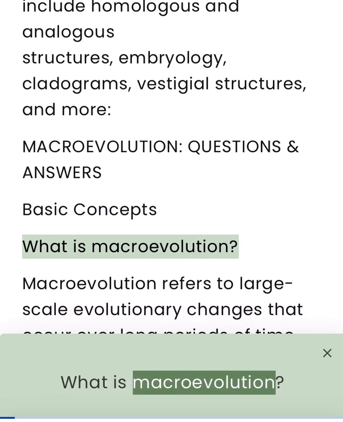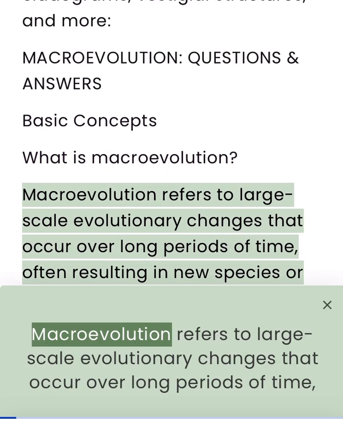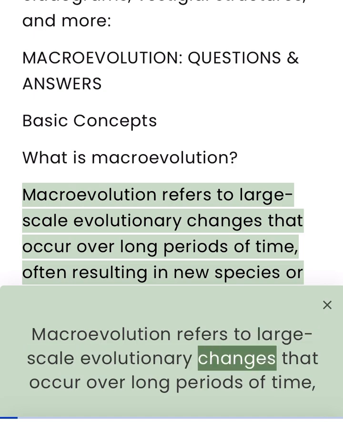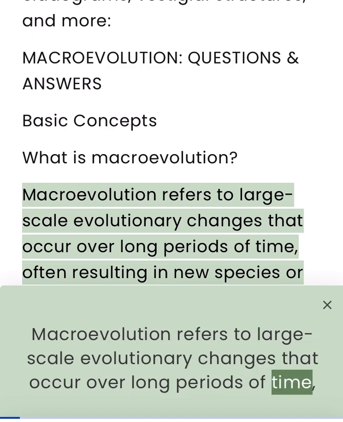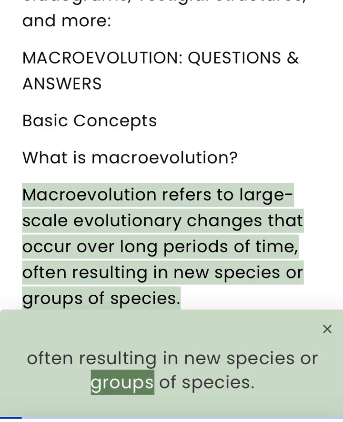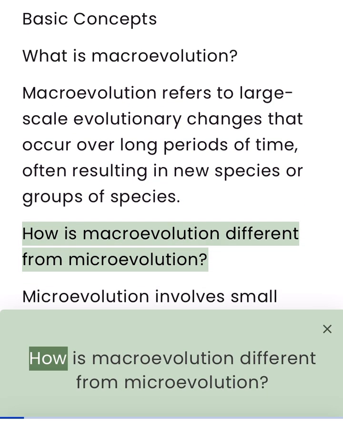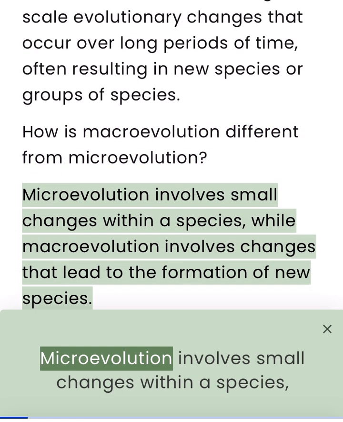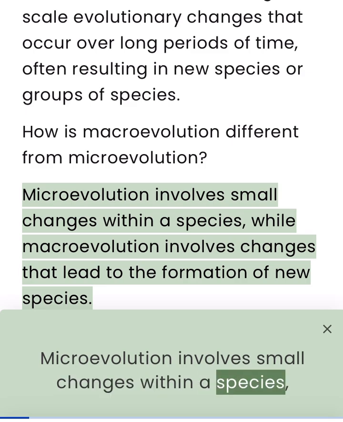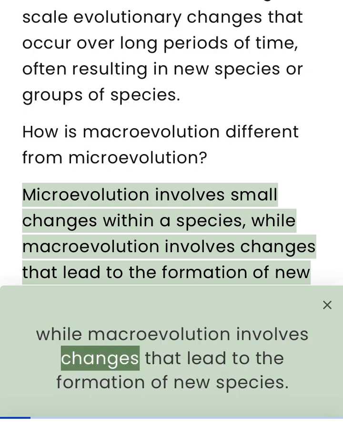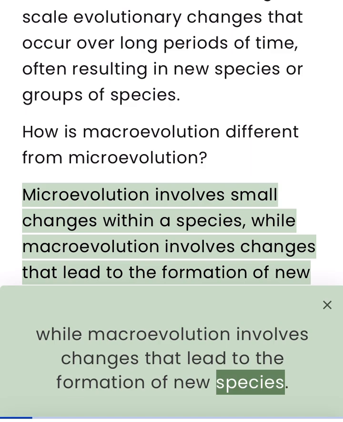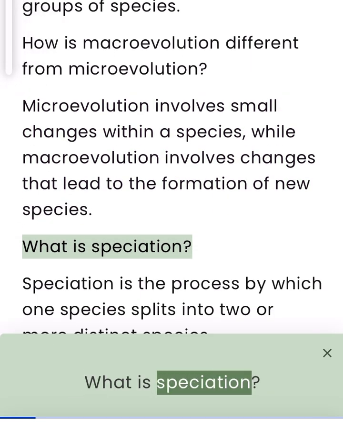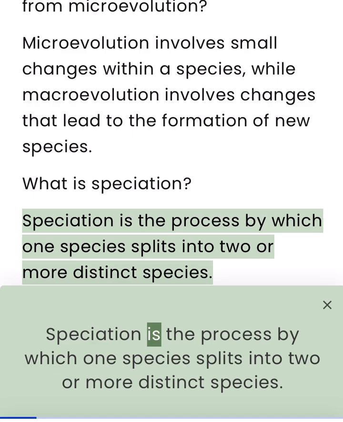What is macroevolution? Macroevolution refers to large-scale evolutionary changes that occur over long periods of time, often resulting in new species or groups of species. How is macroevolution different from microevolution? Microevolution involves small changes within a species, while macroevolution involves changes that lead to the formation of new species. What is speciation? Speciation is the process by which one species splits into two or more distinct species.